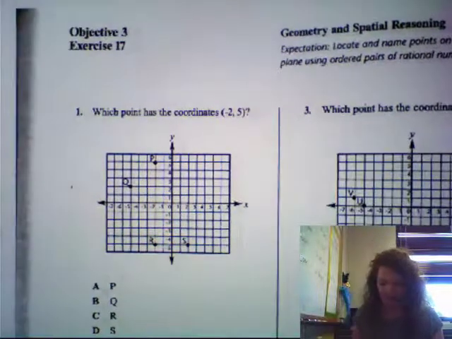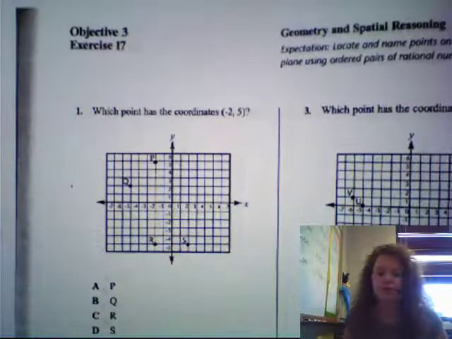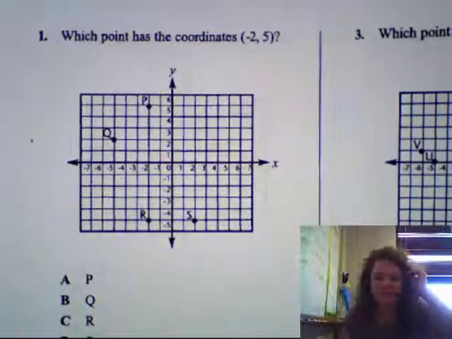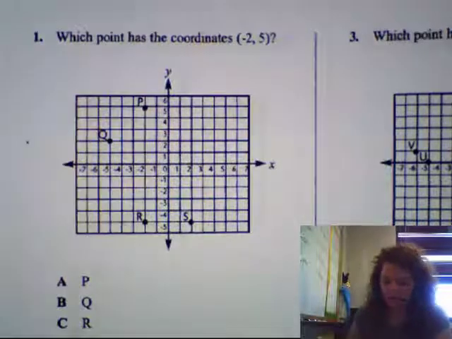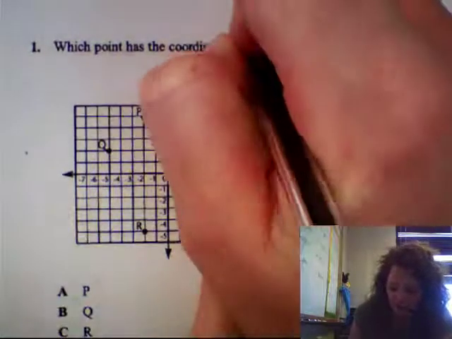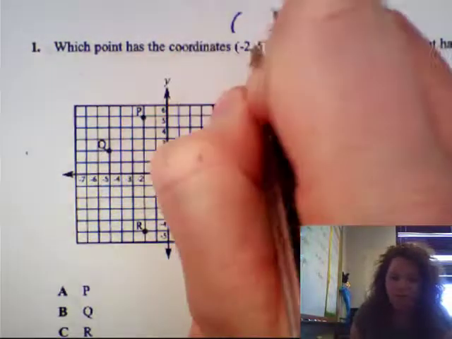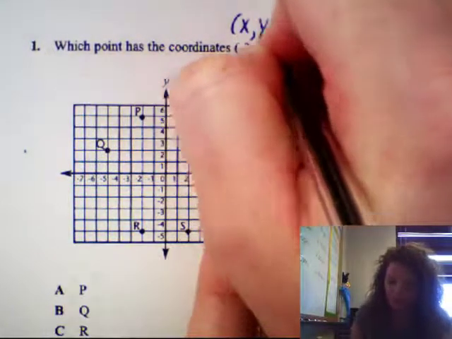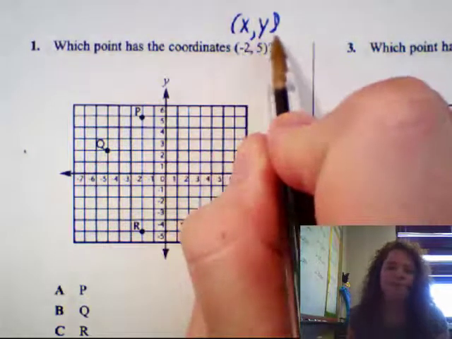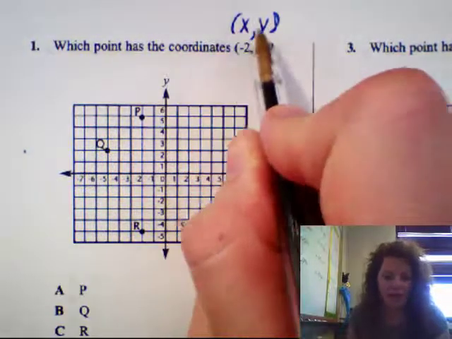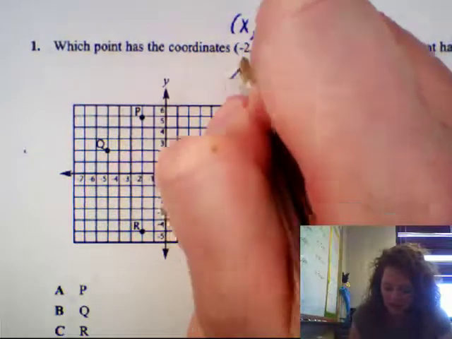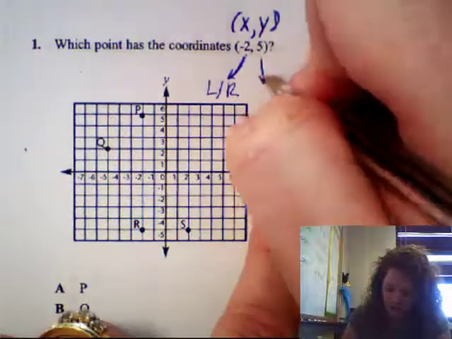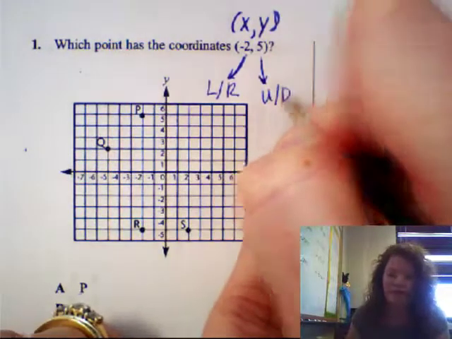All right, page 85. Very first question. Let me zoom in a little bit here. That's a little too much. It says, which point has the coordinates -2, 5? So the first thing we need to remind ourselves of is, what in the world does this even mean? -2, 5. Well, when we have a point, it always gives us the x coordinate and then the y. And you can remember that because it's alphabetical. X comes before y in the alphabet. So the x tells us that we ought to go left or right, and however much. And then the y tells us how much we would go up or down.